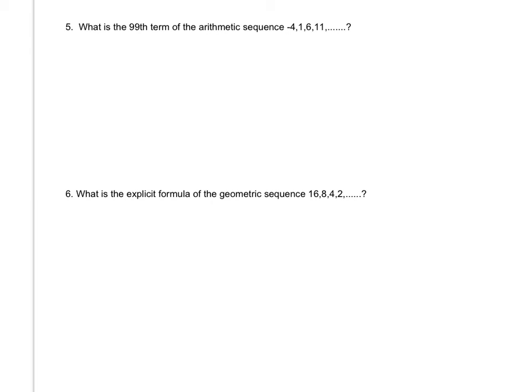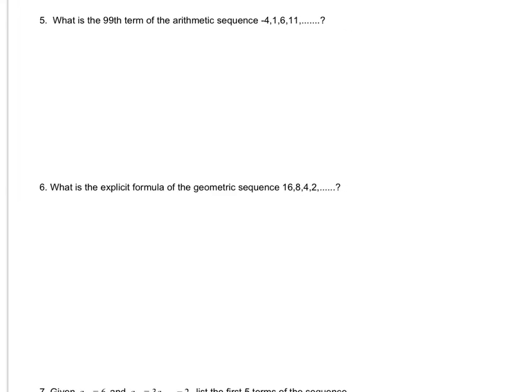Okay, our last couple problems are about arithmetic and geometric sequences. So the first one says, what's the 99th term of the arithmetic sequence negative 4, 1, 6, 11, and so forth. Arithmetic means we're adding the same number each time. Hopefully you can see that we're adding 5 each time: from 1 to 6, 6 to 11, negative 4 to 1, we're adding 5.